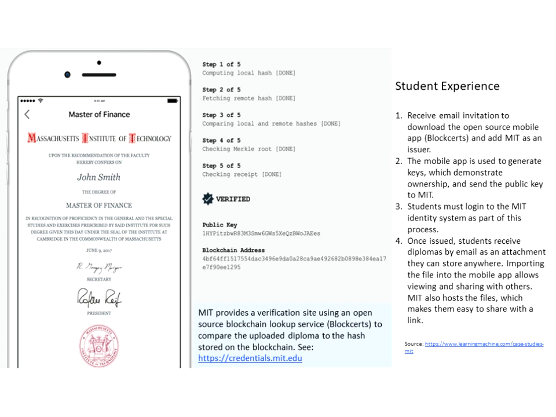MIT also provides a verification site. You can see that in the middle column here at the bottom, where you can look up the diploma and check it out compared to the hash on the blockchain.